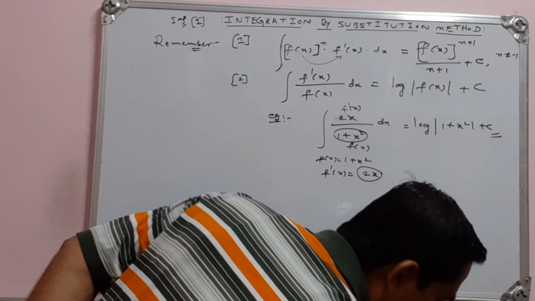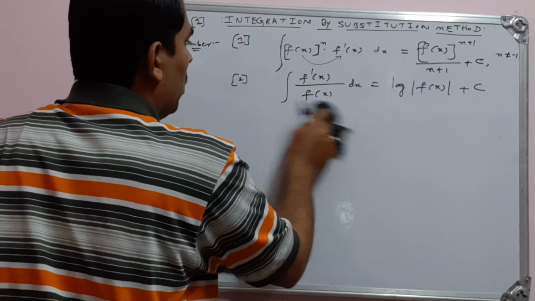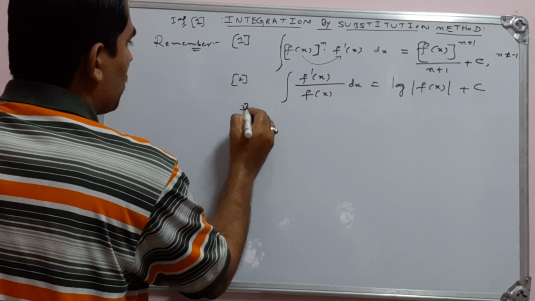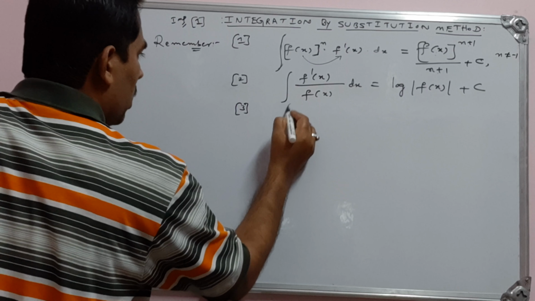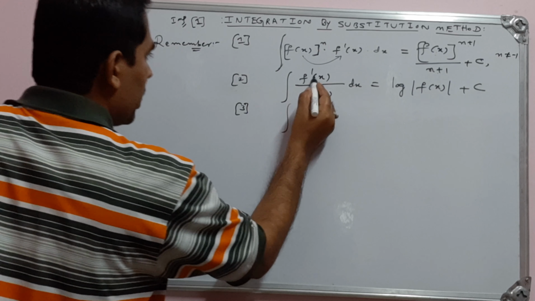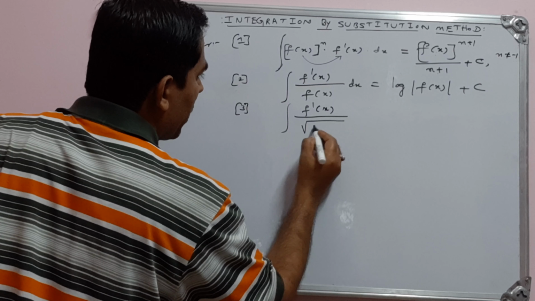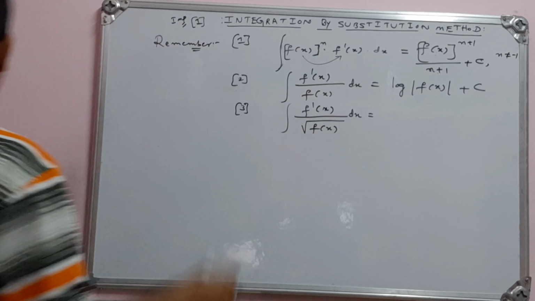One example is this. This is the second standard form. I am going to discuss the problems later. Now let us know these standard forms. See, another standard form is there: integration of f dash x divided by, see, if the denominator contains a square root. Observe the difference between the second and third one.